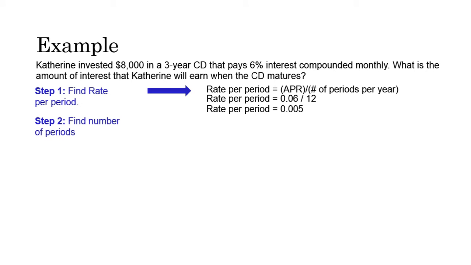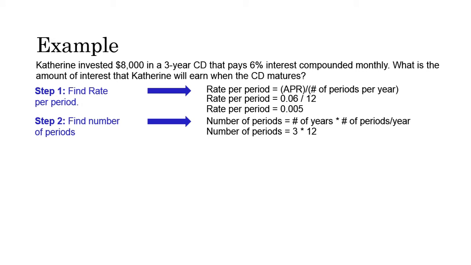Second step is find the number of periods. How many times are we compounding in the years, right? So we know it is 3 here. It's a 3-year CD, so we multiply 3 times 12 because there are 12 months in a year. That means the bank is compounding this CD 36 times in that 3 years. Step 3 is substitute everything we know into the formula A equals P times 1 plus R to the n power.